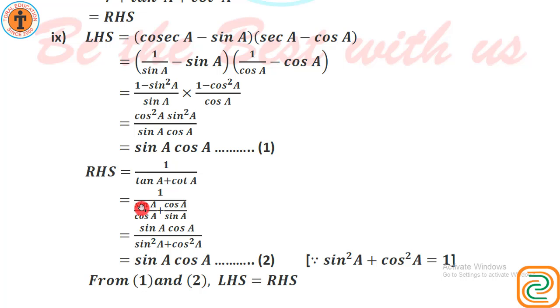This one is sin square, this one is cos square. Sin square plus cos square, right? And denominator, the LCM of this will go to the numerator. So it is sin A cos A. But sin square A plus cos square A equals 1. So we have taken here 1 and we got sin A into cos A. Equation number 2. From 1 and 2, both are equal. So we can say LHS equals RHS.